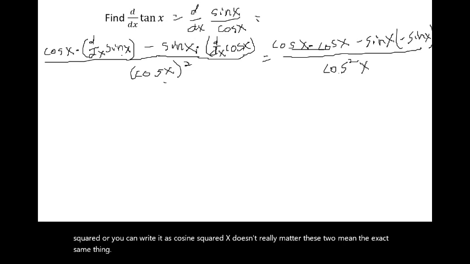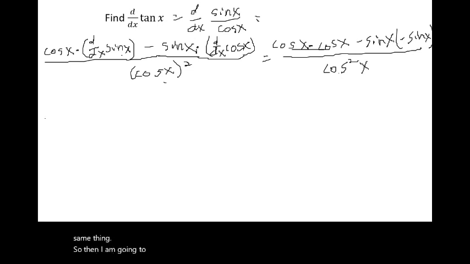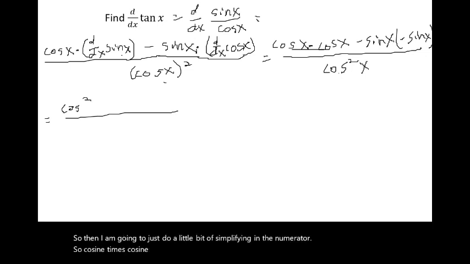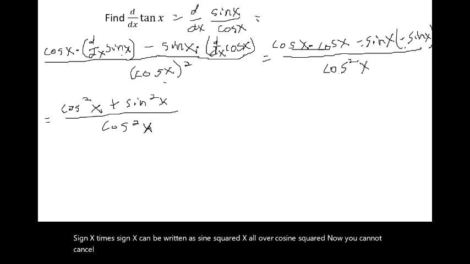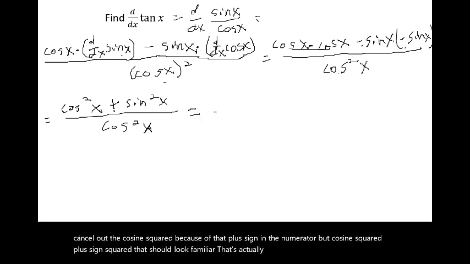Then I am going to do a little bit of simplifying in the numerator. Cosine times cosine is cosine squared. And then negative times a negative is a positive. Sine x times sine x can be written as sine squared x, all over cosine squared. Now you cannot cancel out the cosine squareds because of that plus sign in the numerator. But cosine squared plus sine squared, that should look familiar. That's actually the Pythagorean identity. Cosine squared plus sine squared is equal to 1.